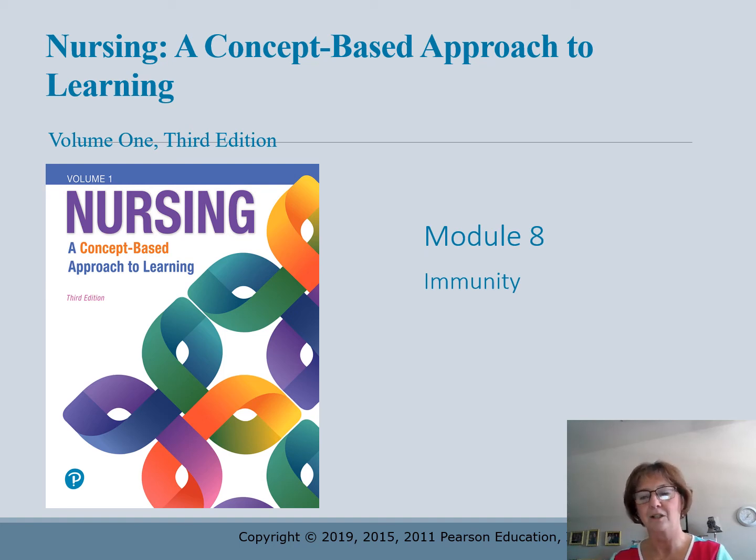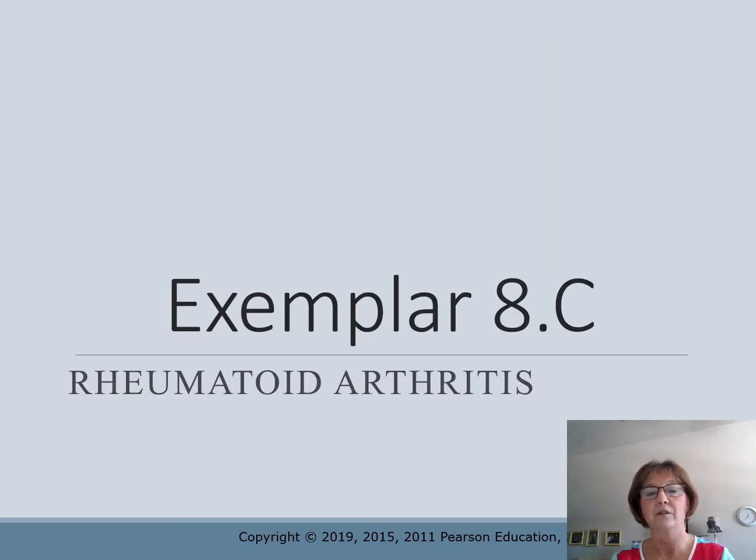Hello everyone, it's Dr. Locklear again, and we're continuing our focus on immunity, and we're going to be talking about Exemplar 8C, which is rheumatoid arthritis. And so you wonder, why is rheumatoid arthritis in immunity? Because this is considered an autoimmune disorder, and so it does fall under this category.